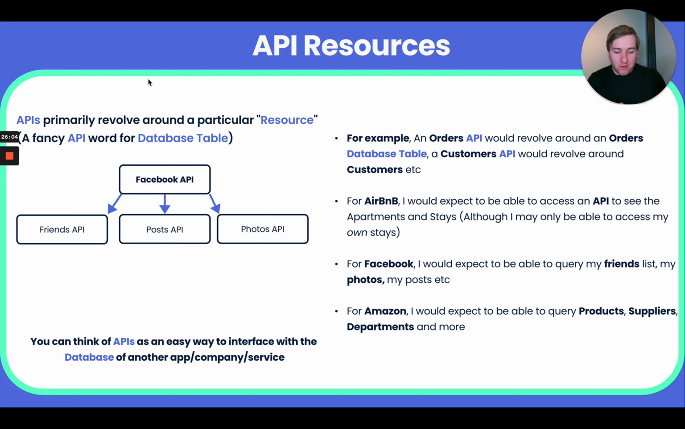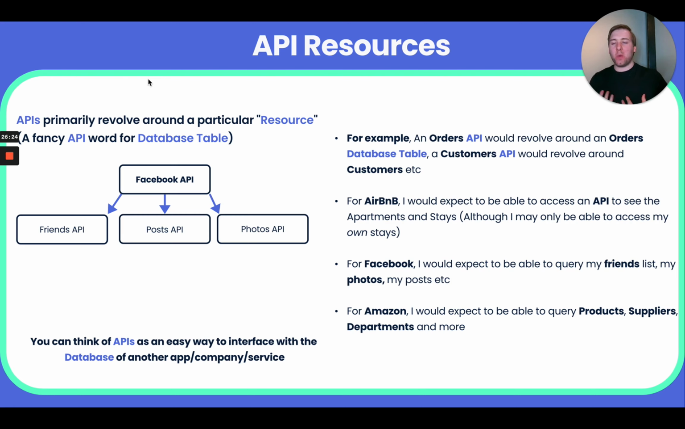You don't have to use all of them. So with Airbnb, I'm going to expect to go through an API to be able to see apartments and stays. For Facebook, I expect to be able to see my friends list and my photos. For Amazon, product suppliers, departments. But I'm going to think of all of them as a database that I can ask questions of and see information of.